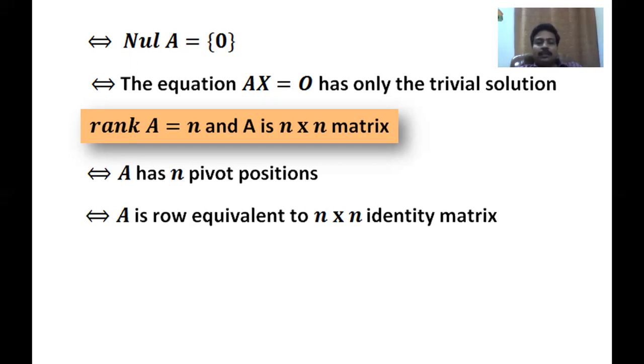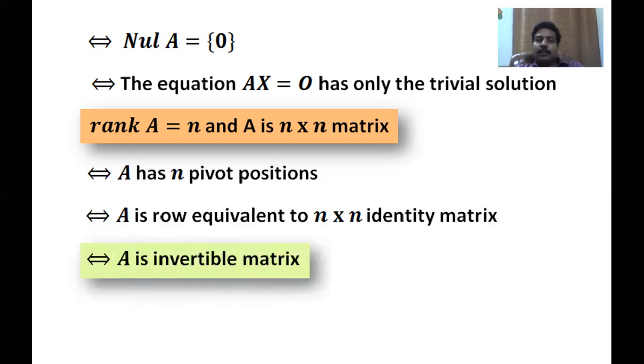So A can be reduced into echelon form, and particularly into identity matrix form when it is reduced into reduced echelon form. So we can say that A is row equivalent to the n by n identity matrix. Whenever it is equivalent to the n by n identity matrix, A is invertible.